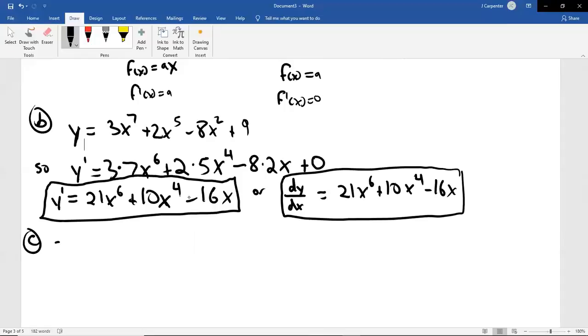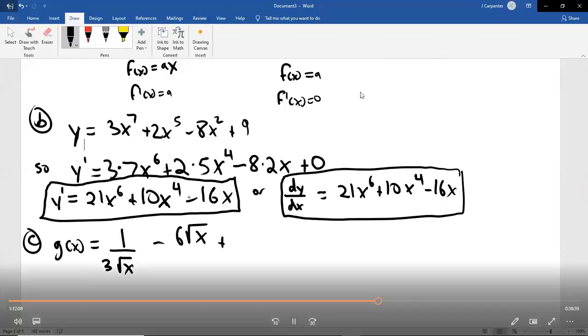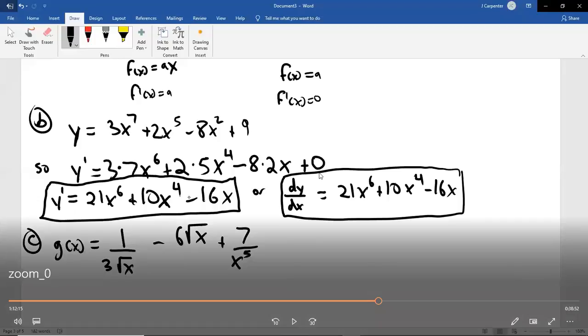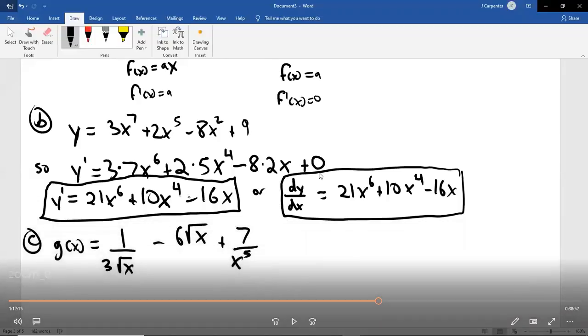And I'm going to use a different function letter. I'm going to use g of x. You don't have to have functions be f, they can be g. So 1 over 3 square root of x, minus 6 square root of x. I'm silly, I can't help it. Plus 7 over x to the 5th. And I'm actually going to pause it there.